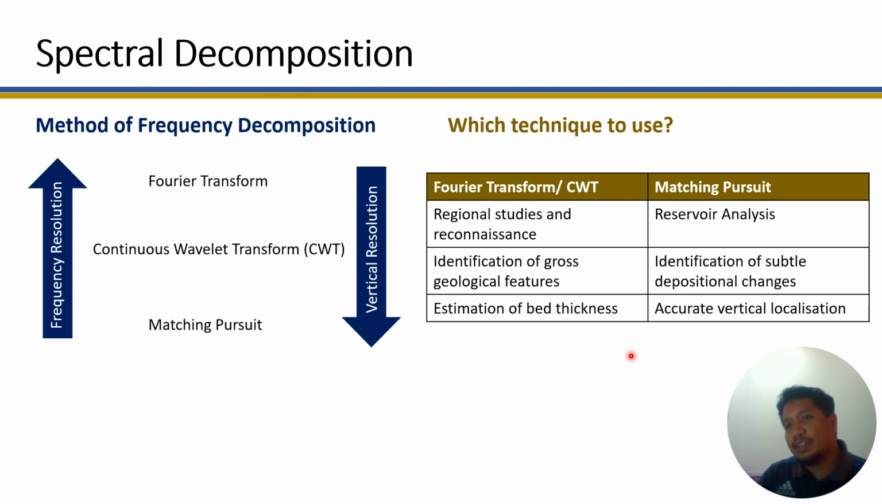On the other hand, something like a matching pursuit based technique gives you a good vertical resolution, and it's very good if you're doing detailed reservoir analysis, and if you are looking to identify subtle stratigraphy changes, and if you want accurate vertical localization in your results, then a matching pursuit based technique is a very good option and a very good choice.